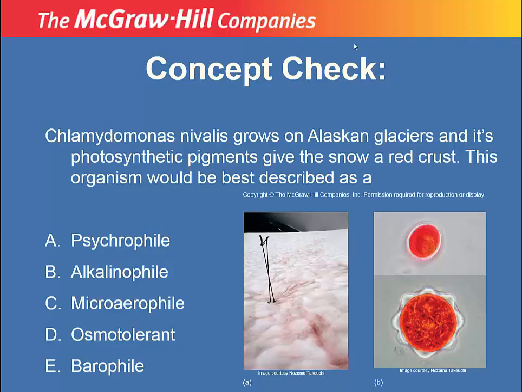Chlamydomonas grows in Alaskan glaciers. It's a photosynthetic organism that causes these kinds of red snow crusts. If this can live in Alaskan glaciers, what type of organism would it best be described as? A psychrophile, alkalinophile, microaerophile, osmotolerant, barophile? Does it have high pressure? No.